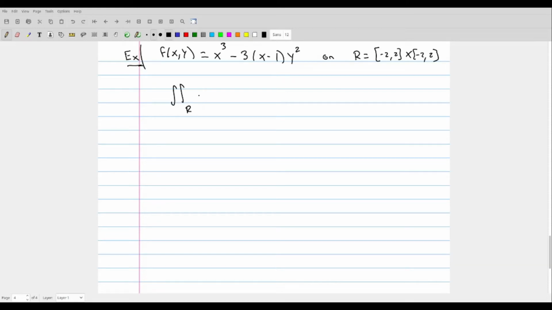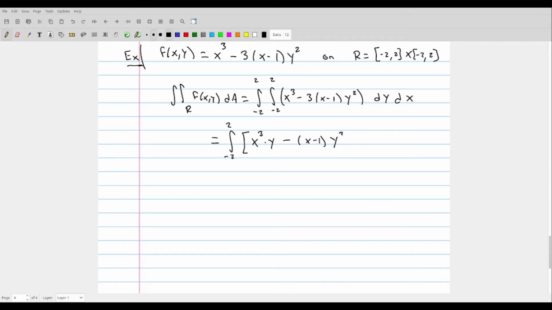The double integral over R of this function is going to be the iterated integral from -2 to 2 of x cubed minus 3 times x minus 1 times y squared, and this is evaluated by doing the inner iterated integral first. So the antiderivative of this function with respect to y is going to be x cubed times y minus 3 times x minus 1 times y cubed over 3, which is just x minus 1 times y cubed. This is evaluated from 2 to -2 from the fundamental theorem of calculus for single variable functions.